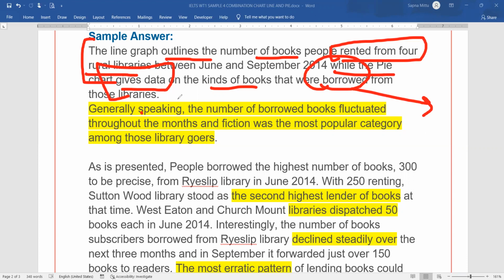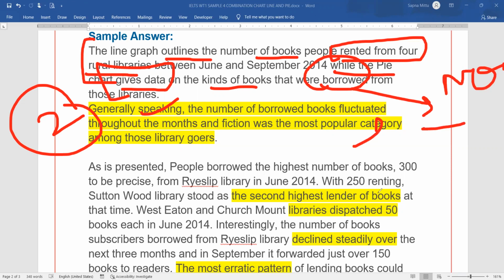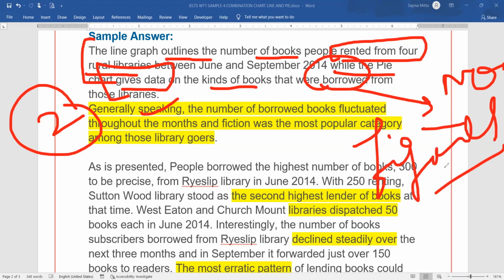So generally speaking, this is the second paragraph. We will not write the conclusion differently. This is the conclusion, kind of conclusion for us, which is written in the form of overall trend. Generally speaking, the number of books, there will be no figures in this. बस इतना ध्यान रखिएगा. There cannot be any figures in the second paragraph, that is overall trend.